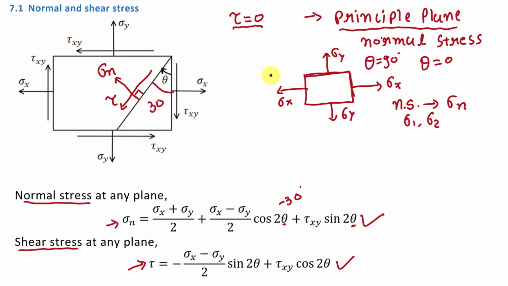And whenever shear stress is 0, the value of normal stress will be either maximum or minimum. And here the maximum value of principal stress is denoted by sigma 1 and the minimum value of principal stress is denoted by sigma 2. So what I have discussed? I have told that the plane on which the value of shear stress is 0 is called the principal plane, and the normal stress on the principal plane is called the principal stress in the body.